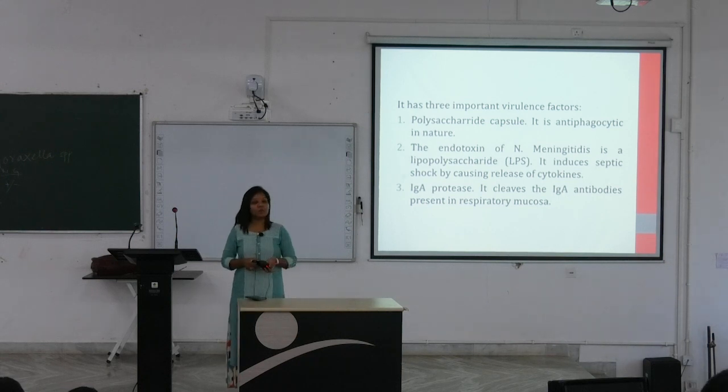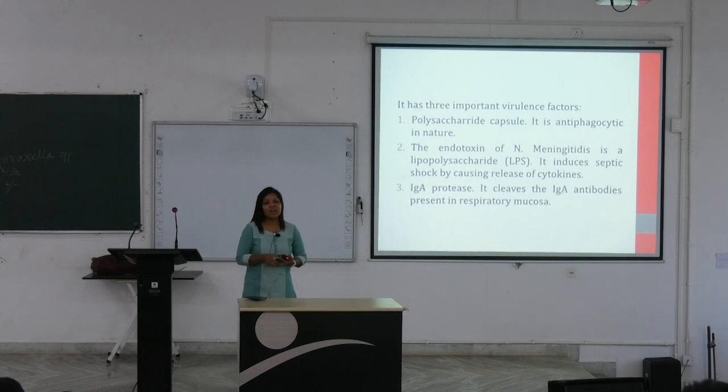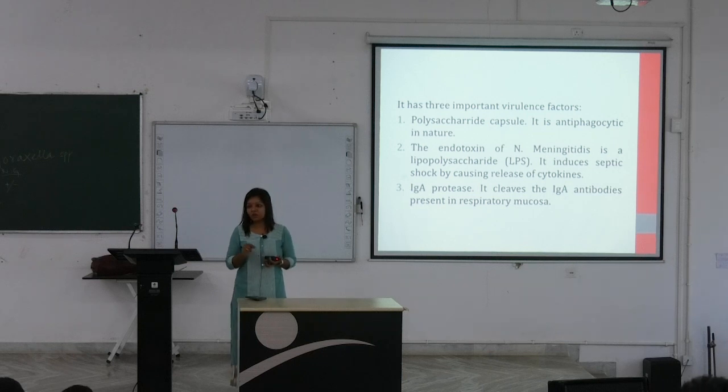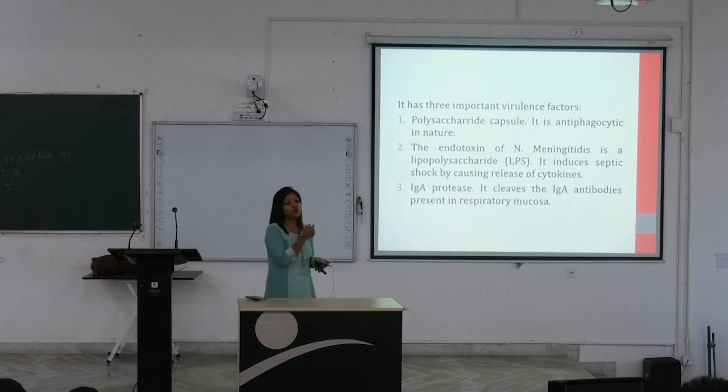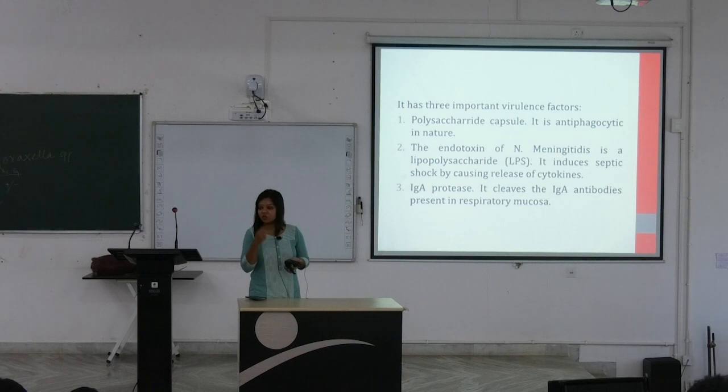IgA protease কেন? Why they produce IgA protease? IgA antibody কোথায় থাকে? Mucosal. It's a mucosal layer antibody. So it's a normal commensal normal flora of Neisseria in the nasopharynx. So there is also mucous membrane, nasopharynx and mucous membrane. So they produce IgA protease, so that the normal antibody which is supposed to penetrate this bacteria and which is supposed to cause the opsonization, it prevents that. Okay.